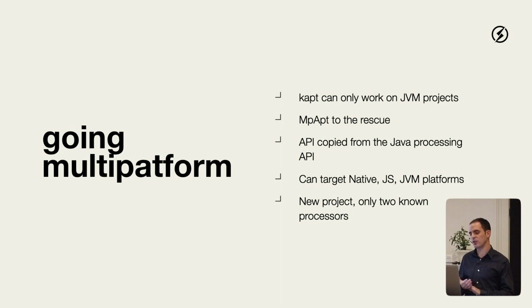There is a new library called MPAPT, which can help you with that. It has an API which is not tied to the old Java APIs at all, but a new API which is copied from the Java one, but not related to it. So if you write a processor that way, then you can generate code for multi-platform projects which target native, JS, or obviously JVM as well. You can write one processor which will work on all of these platforms. This is a new project, so be aware of it. And only two known processors are written using this project.